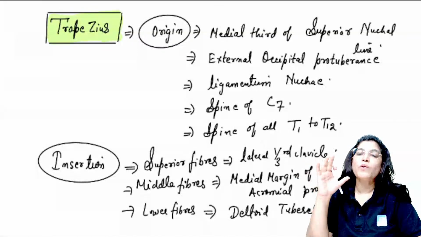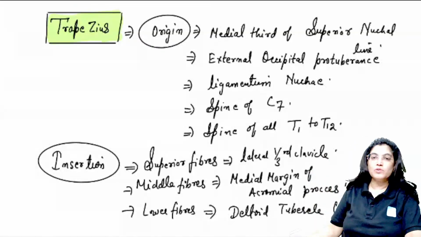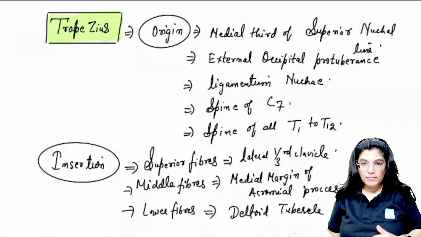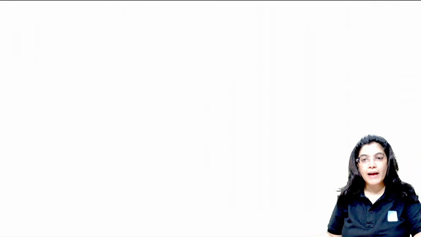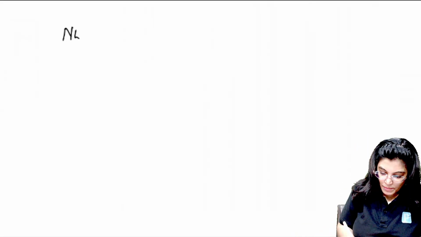Firstly, we were going with the theoretical part because exams are very near, so the students want to score better marks in the university paper. All these things will be asked in the viva. So let's now move on to the next detail, that is the nerve supply and the action of trapezius muscle. So let's write down nerve supply.